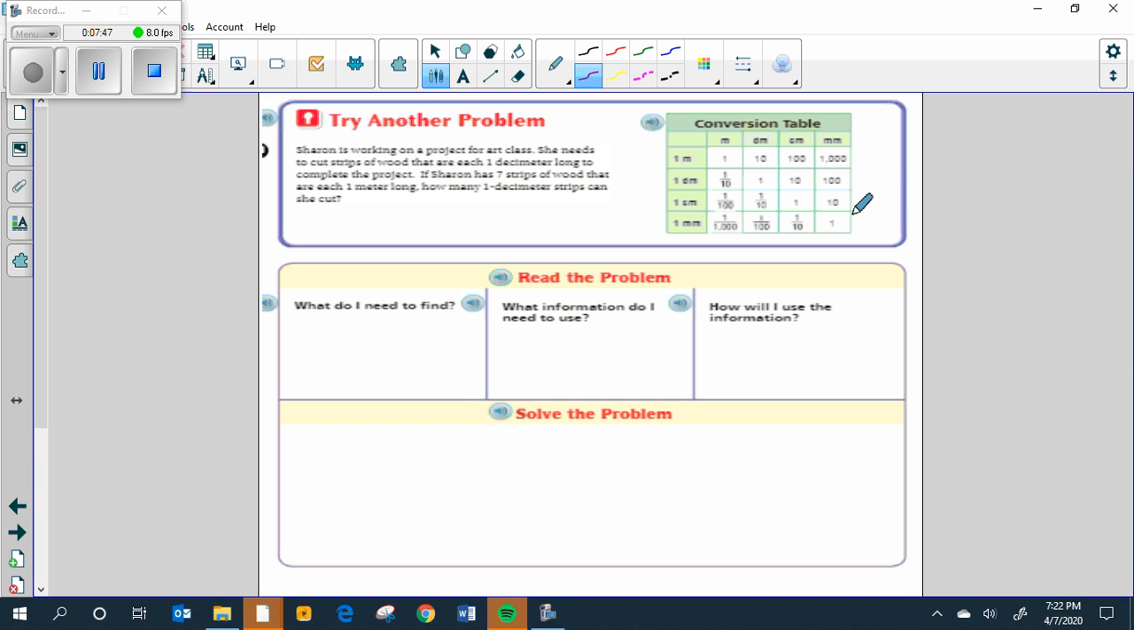Let's try another problem. Sharon is working on a project for art class. She needs to cut strips of wood that are each 1 decimeter long to complete the project. If Sharon has 7 strips of wood that are each 1 meter long, how many 1 decimeter strips can she cut? Will you take a few moments to read the problem and fill in the boxes at the top, then check back.